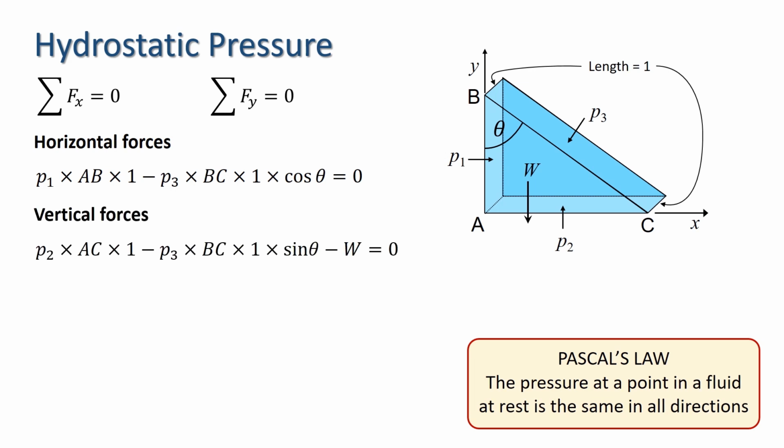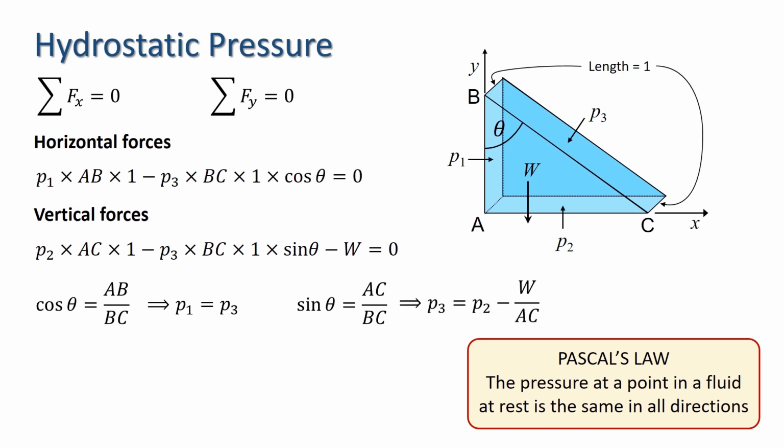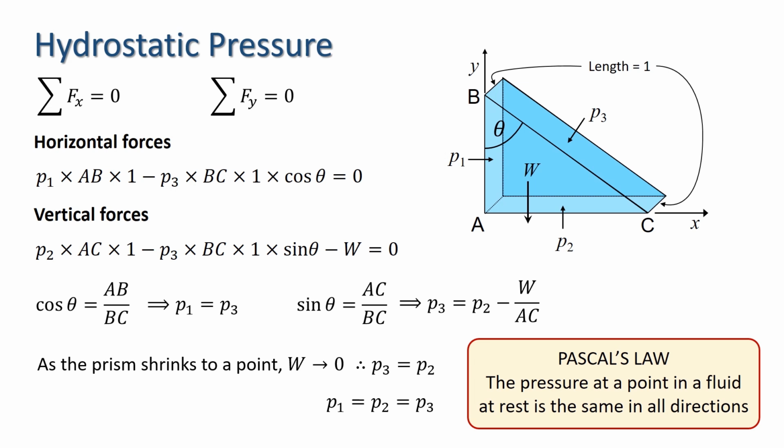If we look at the geometry of our prism, we can see that cos theta equals length AB divided by BC, and sine theta equals AC divided by BC. Thus, we can deduce from the horizontal forces equation that P1 equals P3, and from the vertical forces equation that P3 equals P2 minus W divided by AC. Now, the purpose of this analysis was to look at the pressures at a point, so we take the limit as the dimensions of our prism shrink to 0. In the limit, the weight will tend to 0 and thus P3 will equal P2. We have thus shown that P1 equals P2 equals P3.